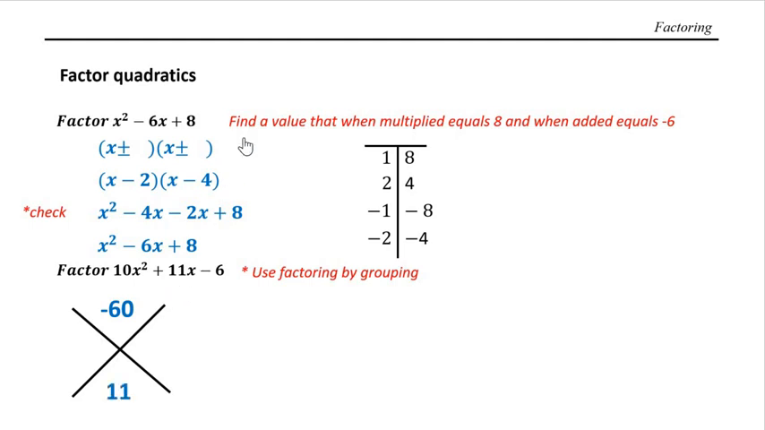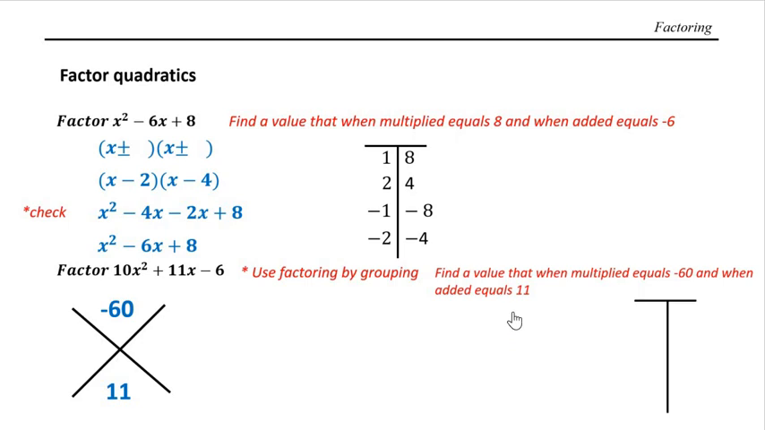Now what we want to do, like previously up here, we want to find a value that when multiplied equals -60, and when added equals 11. And so first we're going to factor -60. The factors of -60 would be -1 and 60, -2 and 30, -3 and 20, -4 and 15. Now we can stop right there and recognize that -4 and 15 would add up to 11.